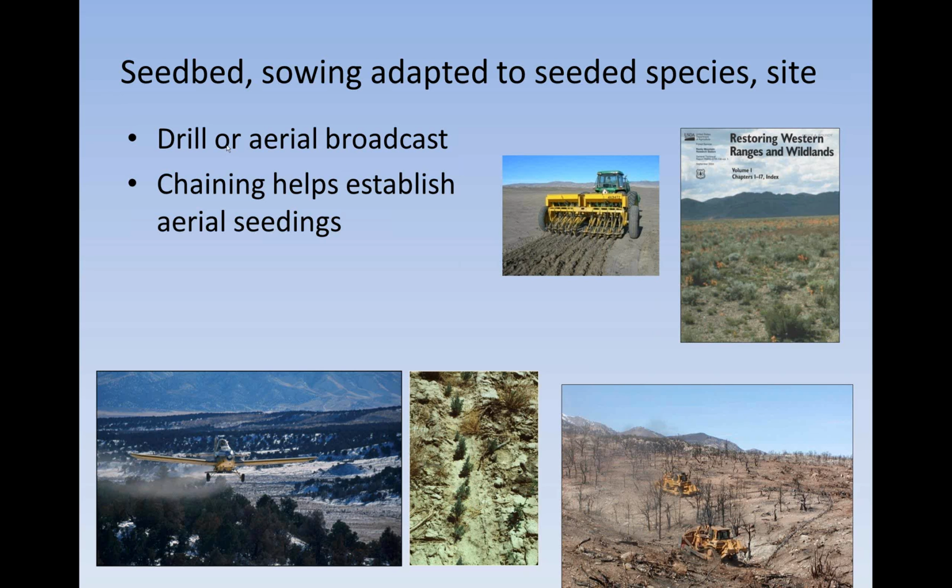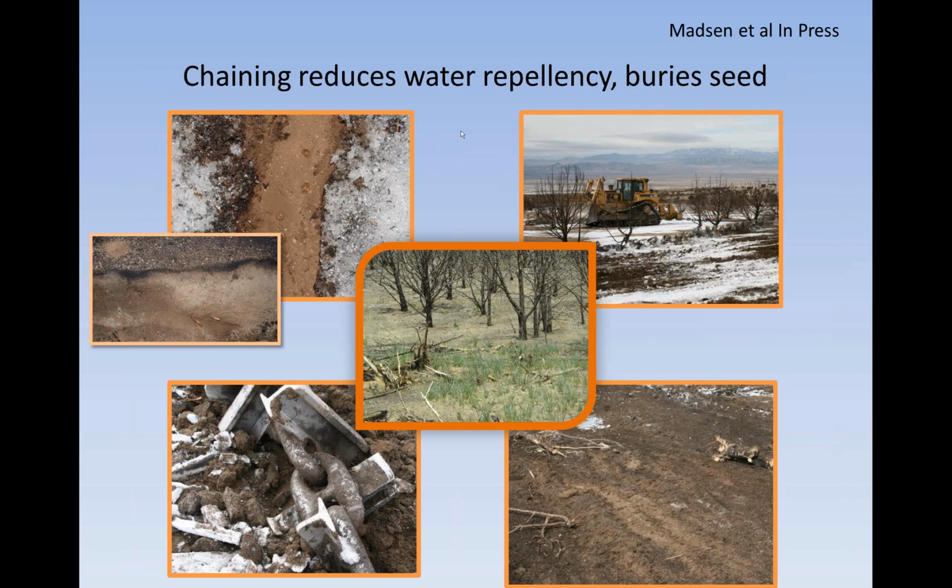Now normally we like to drill our seeds, we get much better success, but you can't do that when you got a bunch of burned trees there. So we found in Utah, and I heard just last week in Nevada, that we get much better success when we aerial seed these areas and then we pull a chain to bury the seed. Not only does that put grass seeds in a good site for establishment, which we've known for years and has been reiterated in this book, Restoring Western Ranges and Wildlands, but Matt Madsen has found that chaining can break up some of that water repellent layer and increase seedling establishment.